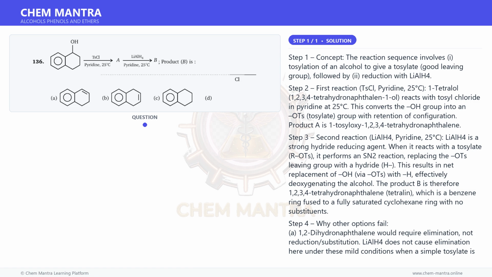D. A chloro product would not form because LiAlH4 delivers hydride, not chloride. TsCl does not give a C-Cl bond at C1.